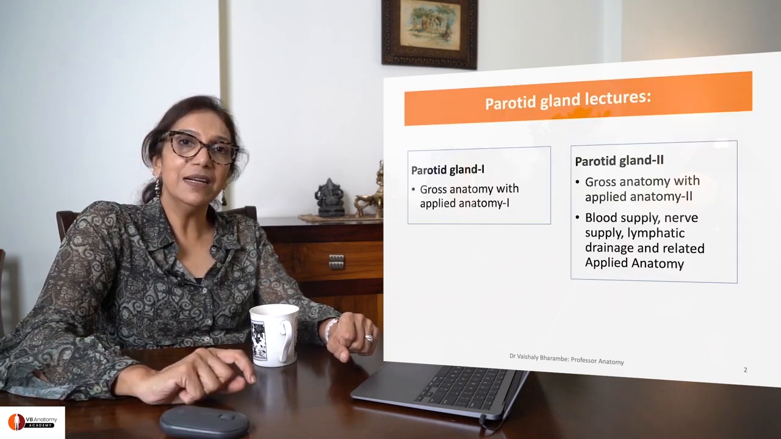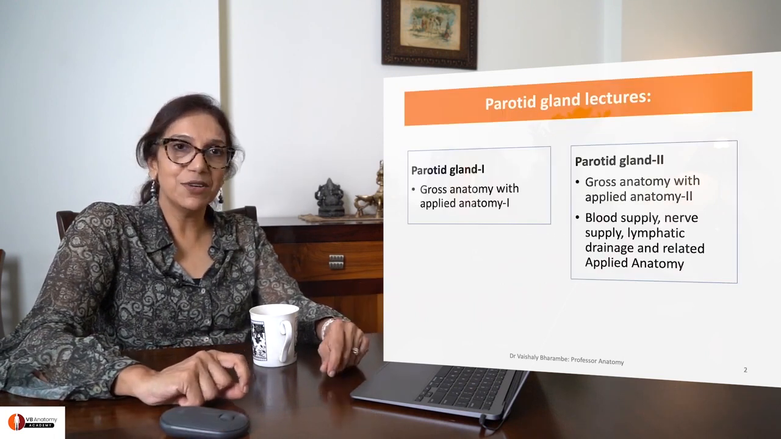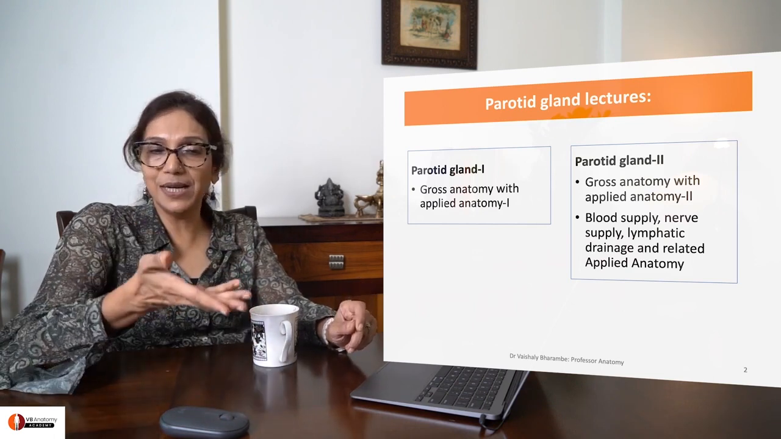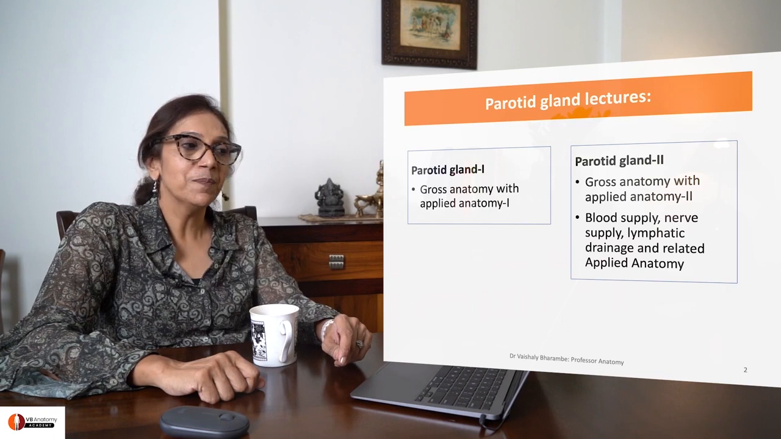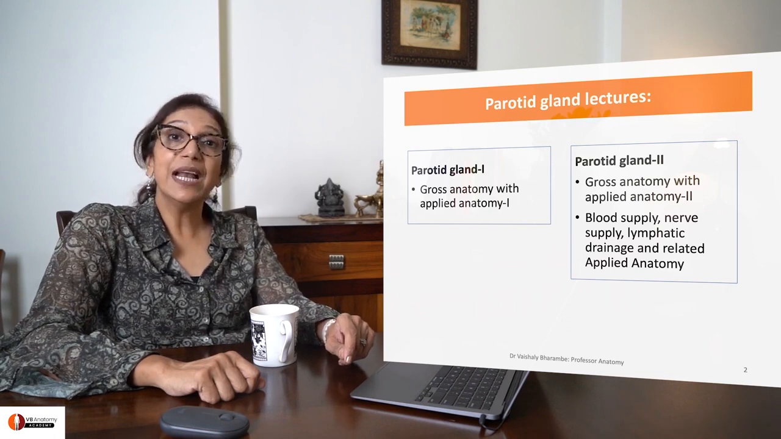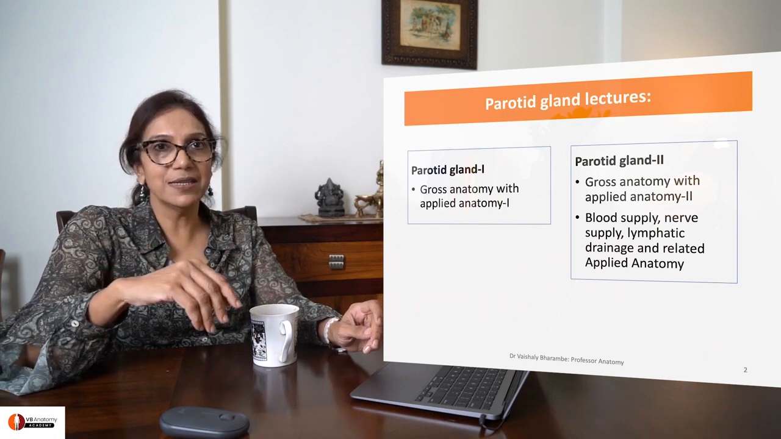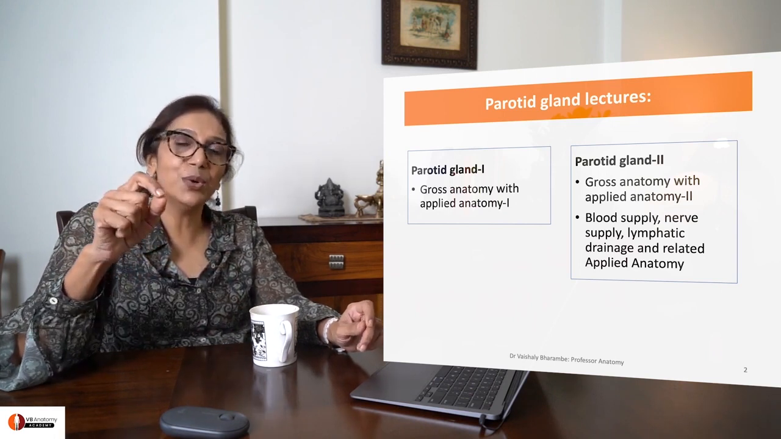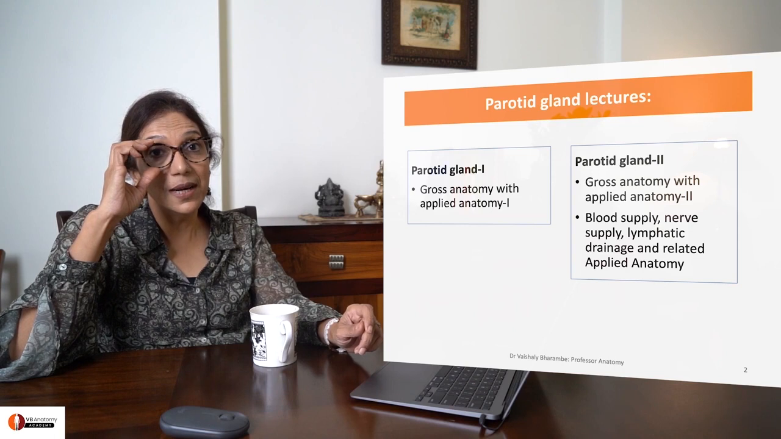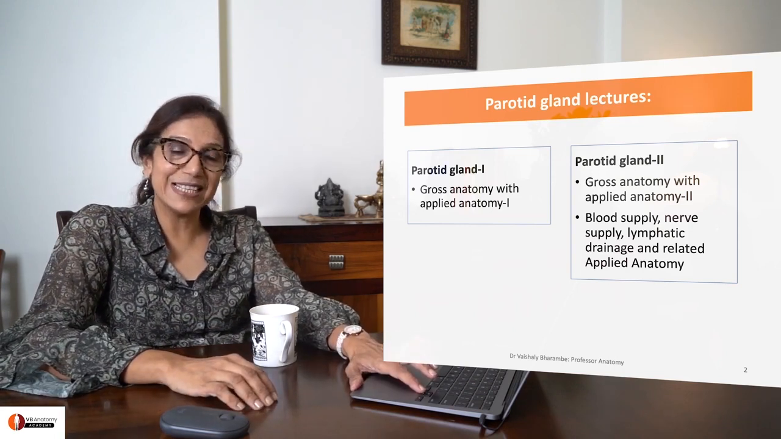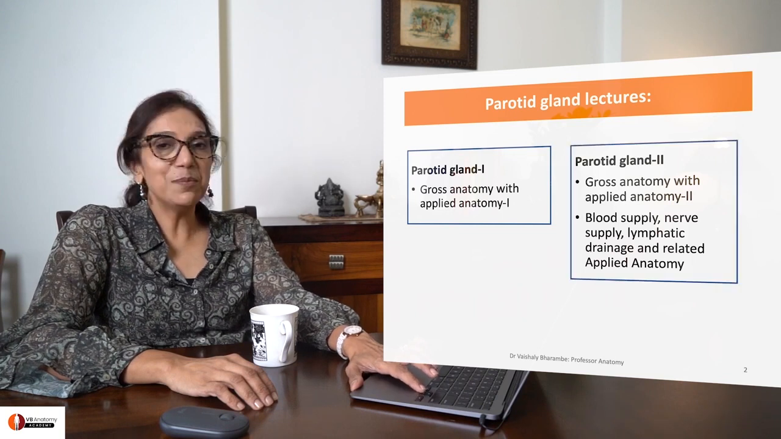I've been taking a series on parotid gland recently, in which I've already covered parotid gland 1. The link for that lecture is given, it's available. Today I'm going to take parotid gland 2, which means I'll be revising what I've covered in my earlier class and then introducing some very important additional aspects related to the parotid gland. I hope you're ready and you're going to enjoy this class. All right. So let's begin parotid gland 2.